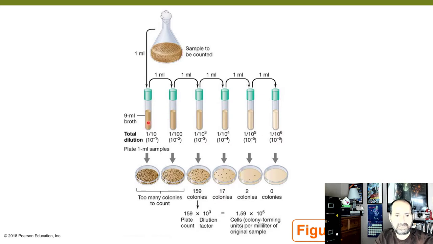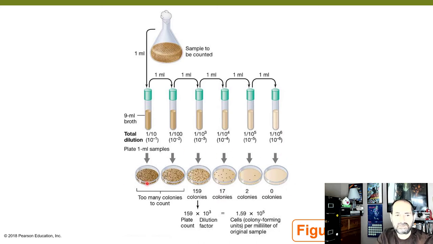And then what you do is you take some aliquot of this broth and you plate it out. So here you're plating out 1 ml of this broth, this broth, this broth, this broth, this broth. And then you incubate your plates after spreading, right? You can make a spread plate or a pour plate. Then you incubate these plates.